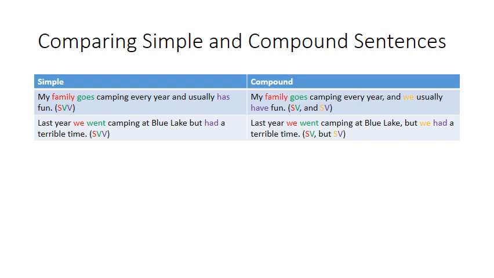In comparison, the one next to it, last year we went camping at Blue Lake, but we had a terrible time. We'll notice that we have the same subject in the first part, with we and went, and we have the same verb in the second one. But what we've added is both a comma and a second subject, we.